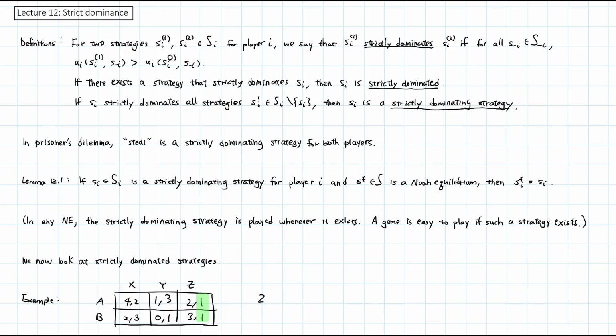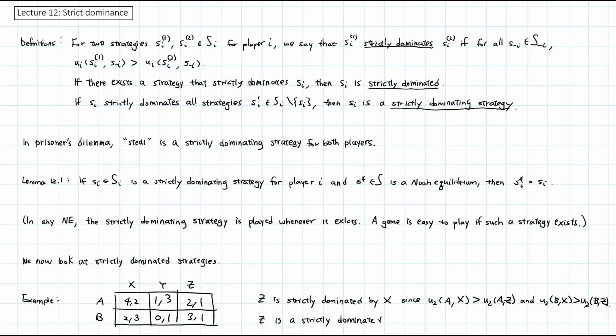We see that Z is strictly dominated by X because when player 1 plays A, playing X gives you better utility than Z, and when player 1 plays B, playing X also gives you a better utility than Z. So Z is a strictly dominated strategy. Now, if you have a strictly dominated strategy, then there is no reason to play this strategy. You just play the one that dominates it and you get a better utility.